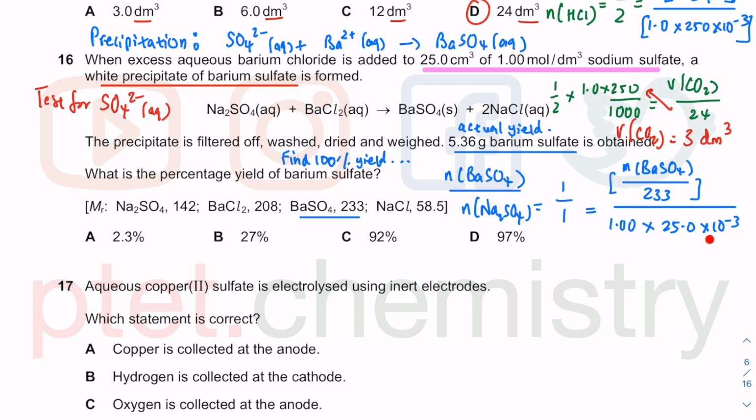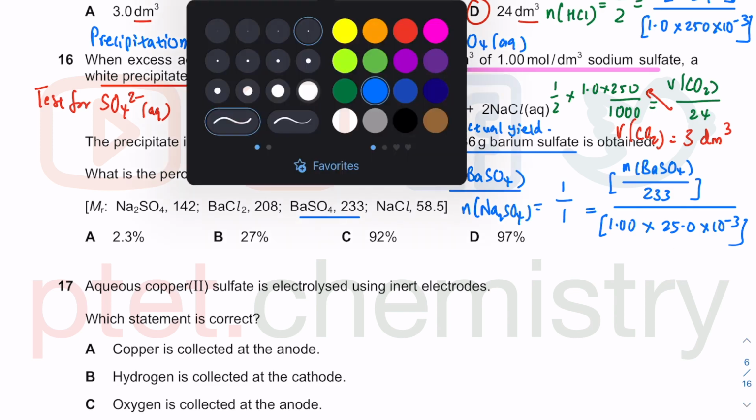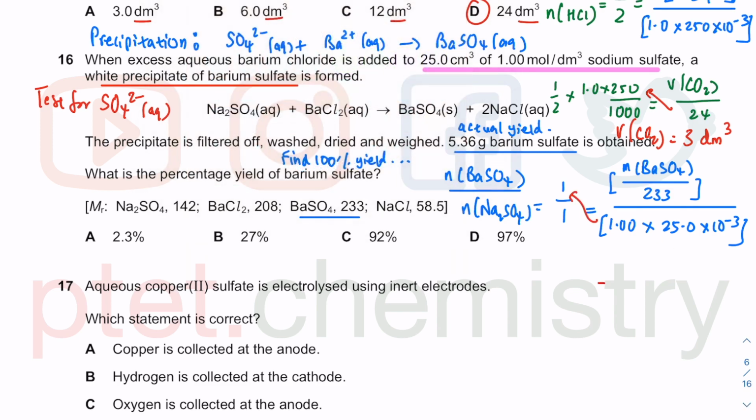Again, if you don't like this times 10 to the minus 3, as a pure science student, you should really be worried if you don't like it. But if you really don't like it, you can do 1.00 times 25 over 1000. What you're going to do then is just rearrange the equation, move up the denominator to the other side. 1.00 times 25.0 times 10 to the minus 3. That is the mass that you want, and that is dividing that by 233.